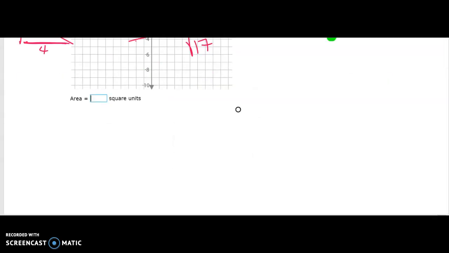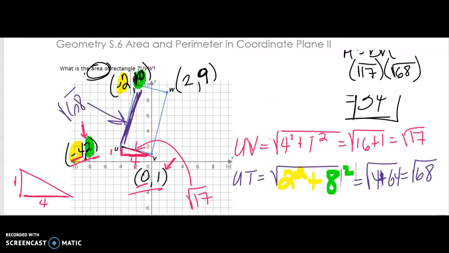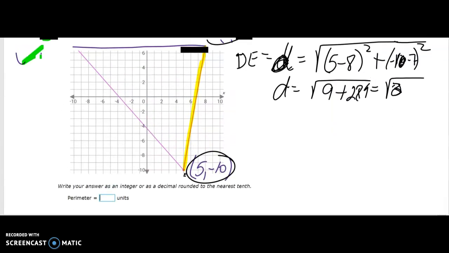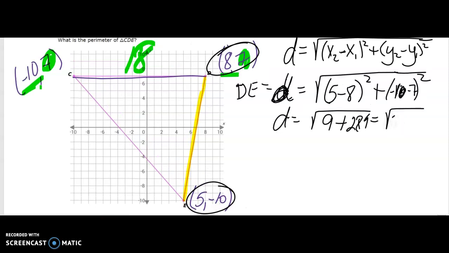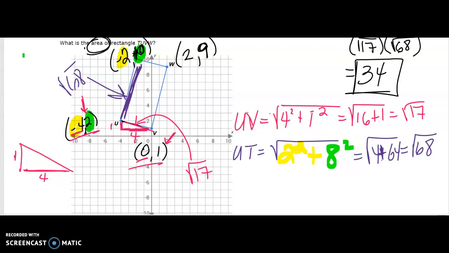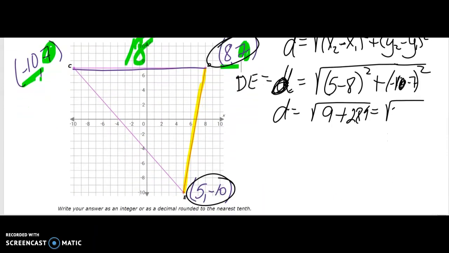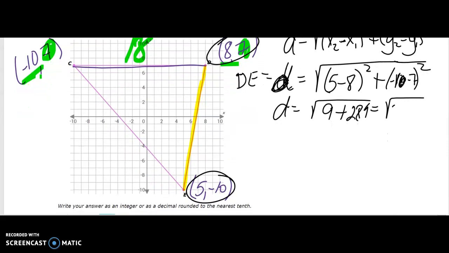Awesome possum. Wouldn't want it to work any differently, right? It says round to the nearest tenth. So let's see what the square root of 298 is. 17.3.